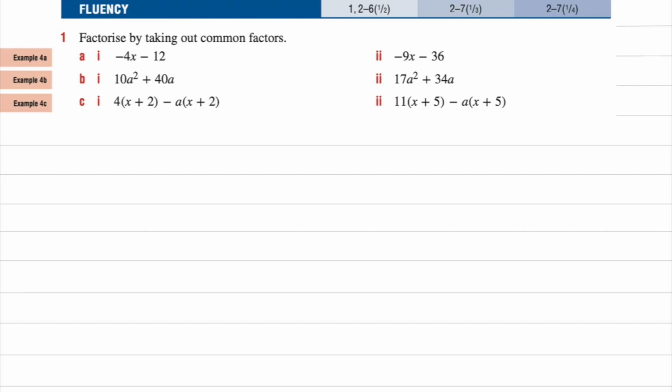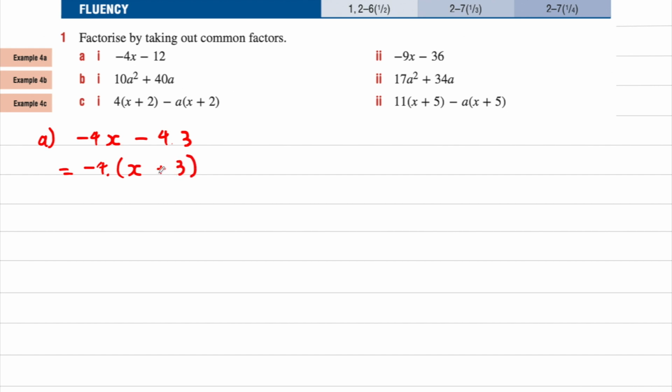Let's practice factorizing. You have 6 questions on this slide. Question A: minus 4h minus 12. For this question, you can separate 12 into 4 and 3, and the common factor is 4. Minus 4 will be outside, and inside the bracket you will get h plus 3.